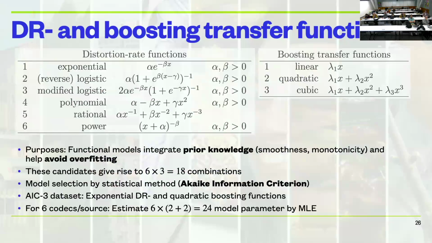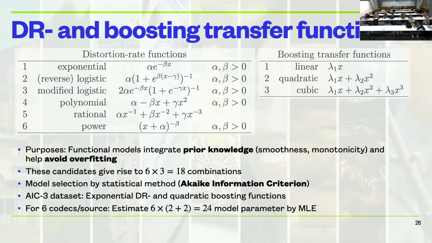Okay. So these are the distortion rate functions that we tried. 6 different models: exponential, logistic, modified logistic, polynomial, rational, a power function. And then on the right, you have the polynomial boosting transfer functions of degree 1, 2, and 3. There's no constant term in there because the source will be mapped to the source itself. So we start with a linear term, lambda 1 times x.